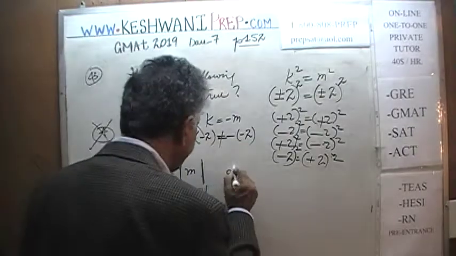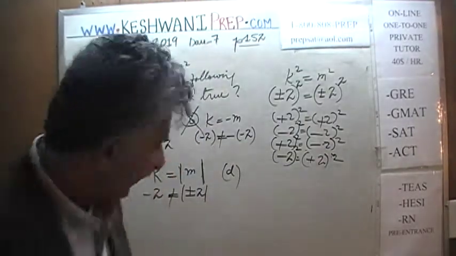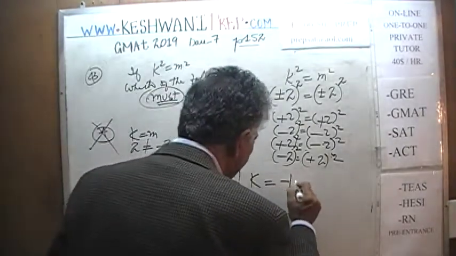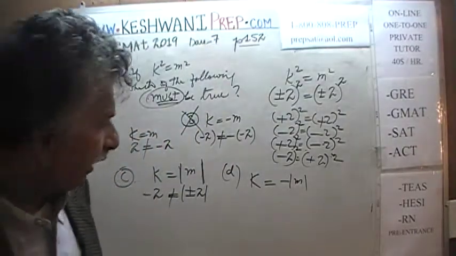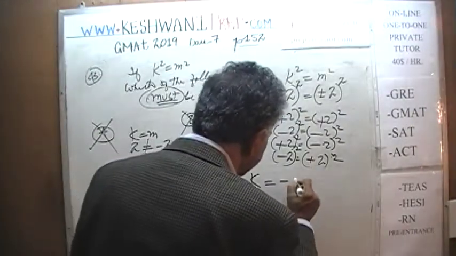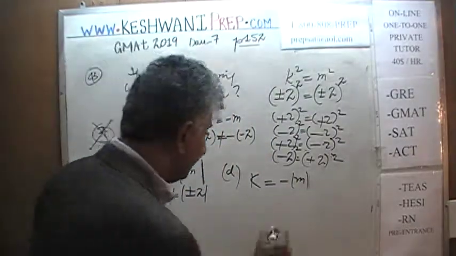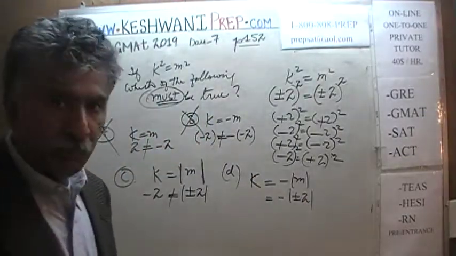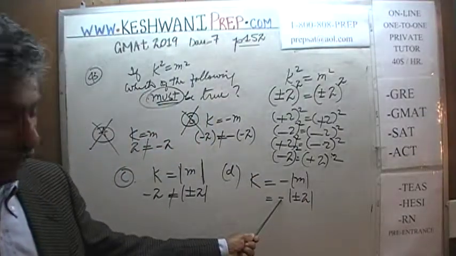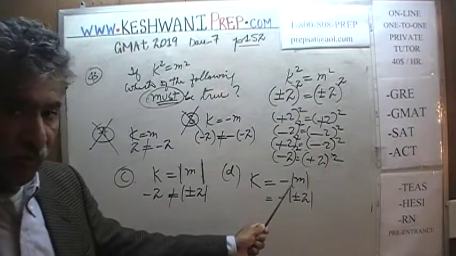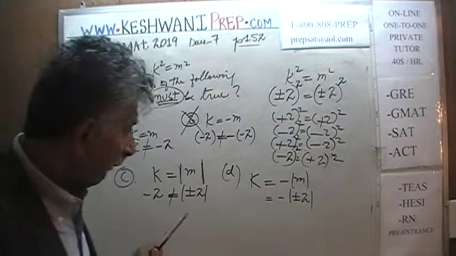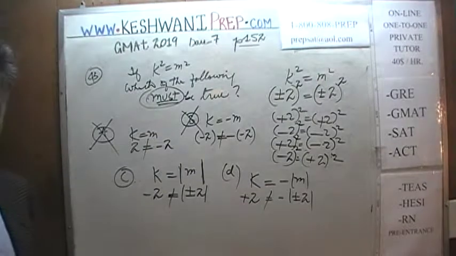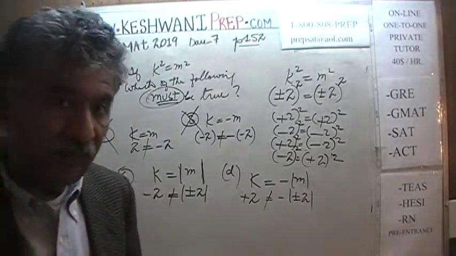Let's look at answer choice D. Answer choice D says just the opposite. Answer choice D says k is equal to the negative of the absolute value of m. Because we're taking the absolute value of m, again it does not matter whether m is positive 2 or negative 2. But the point here is that since there is a negative in front of the absolute value sign, this quantity will always be negative. But what if k happens to be positive? Then they are not equal. It is not necessarily true. It may be true, it may not.